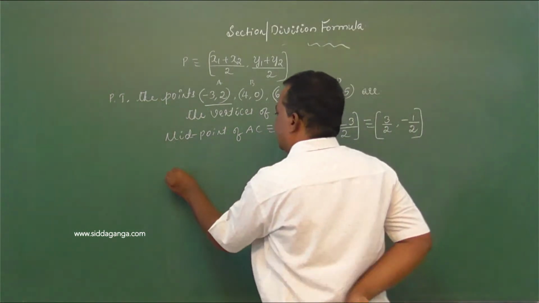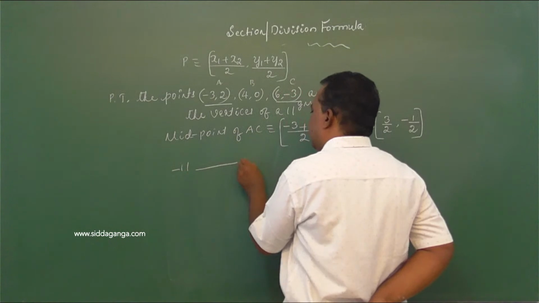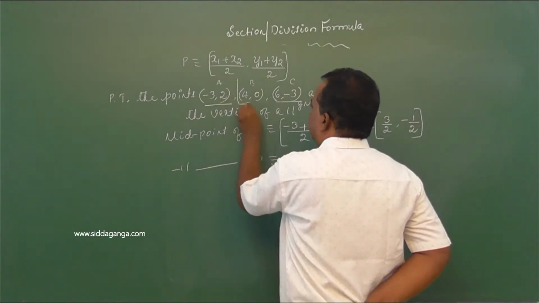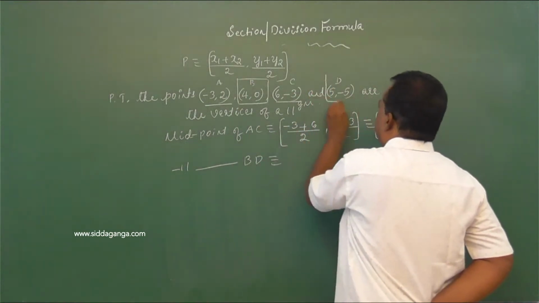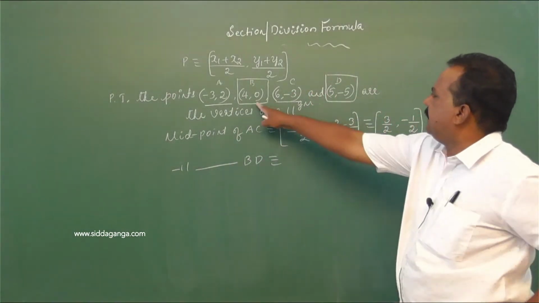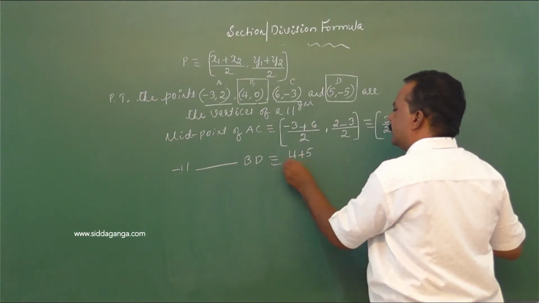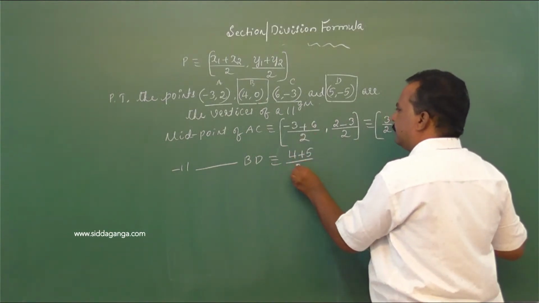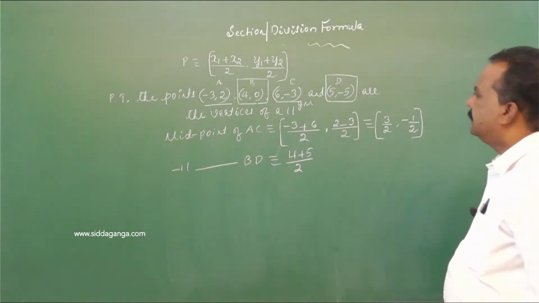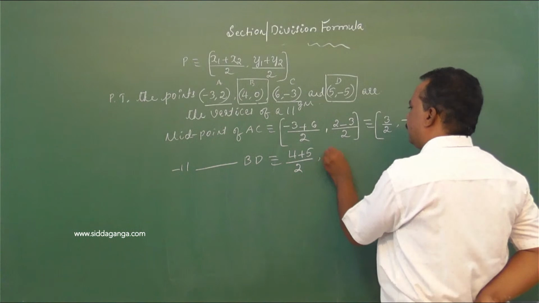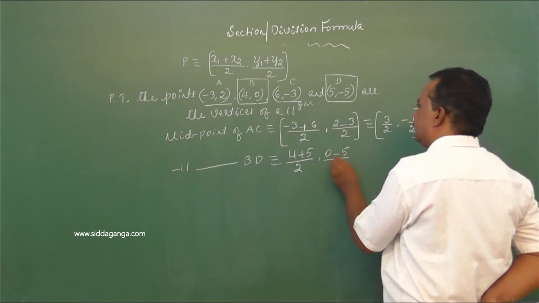Similarly, how do you find the midpoint of BD? See, this is B, this is D. x1 plus x2, 4 plus 5, by 2. And then 0 minus 5 by 2.